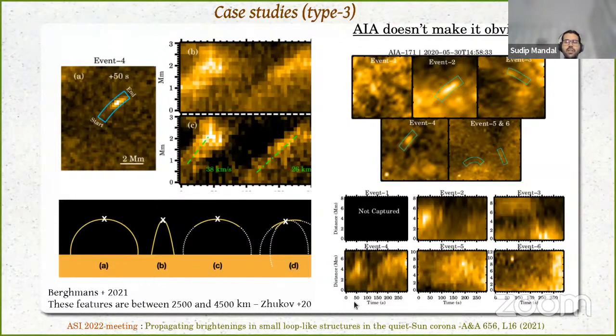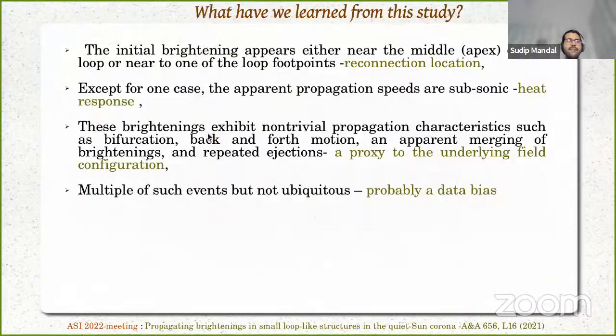In this particular event 4, you can see that once you have seen the UI maps, only then can you have an idea. Other than that, it's really difficult. So the point of showing this is to say that you couldn't have observed this with AIA, only with UI. What we have learned from this study is that these reconnections are appearing either in the middle of the so-called loop, if we assume them to be happening in a loop, the loop apex, or near the loop footpoint. So this tells us about the reconnection location.